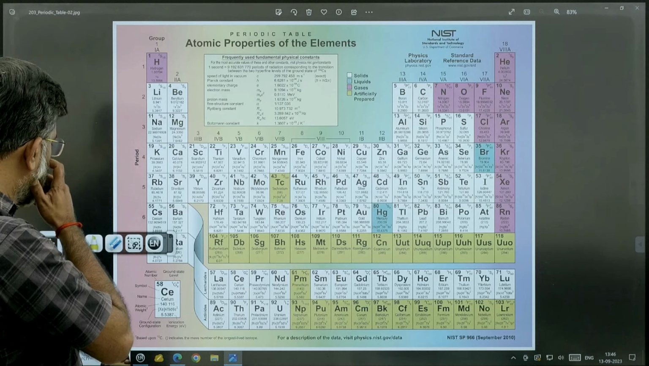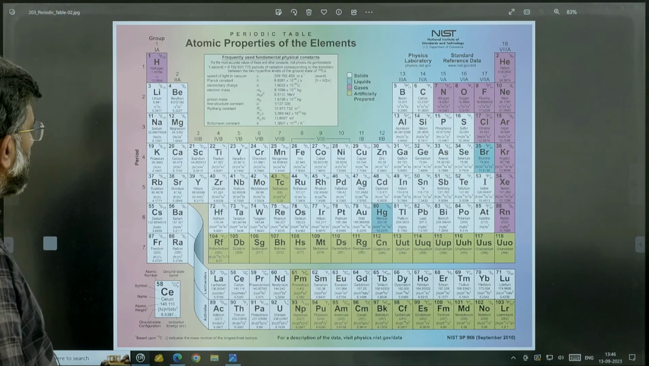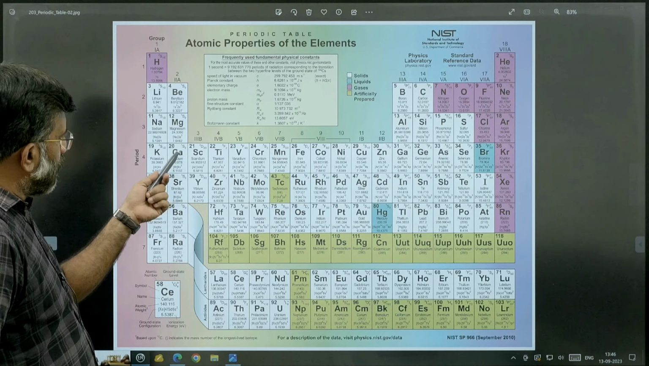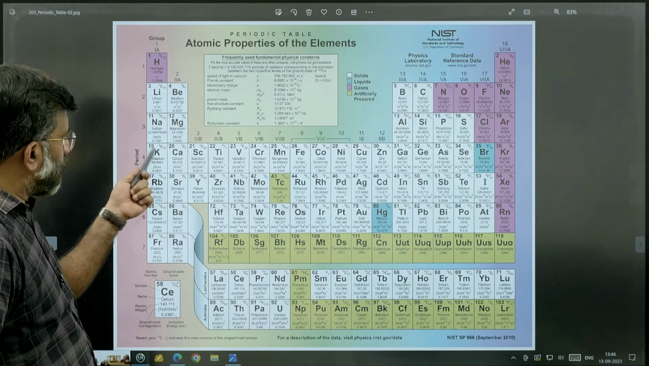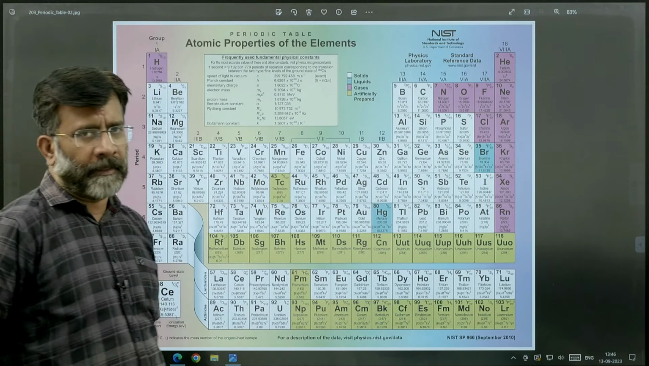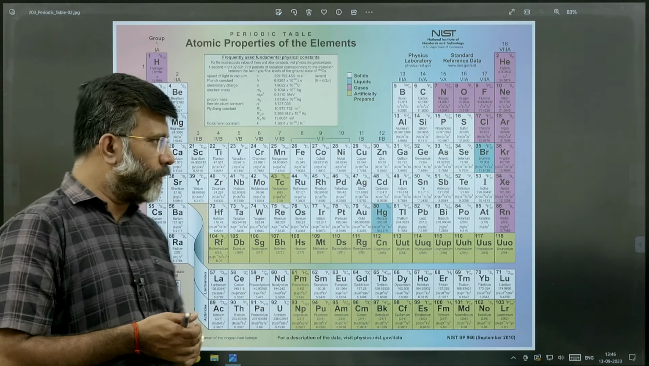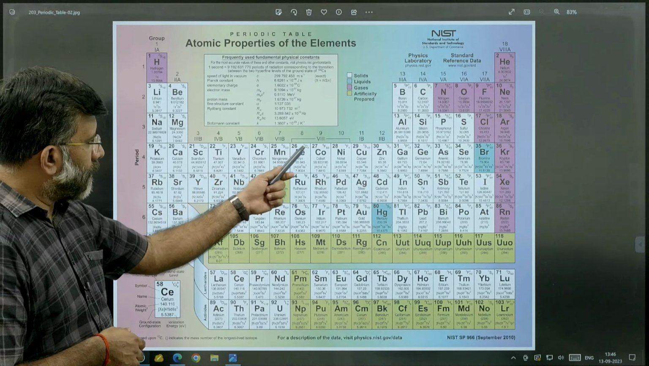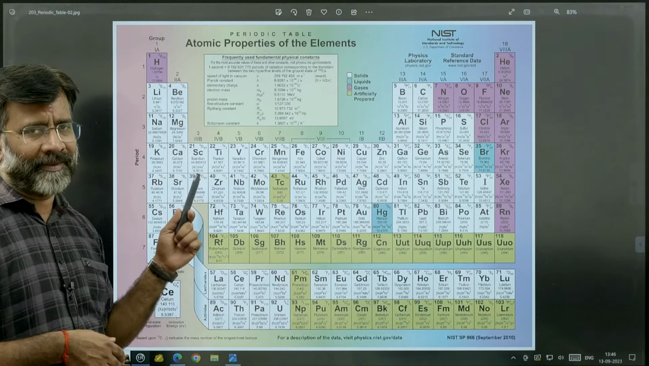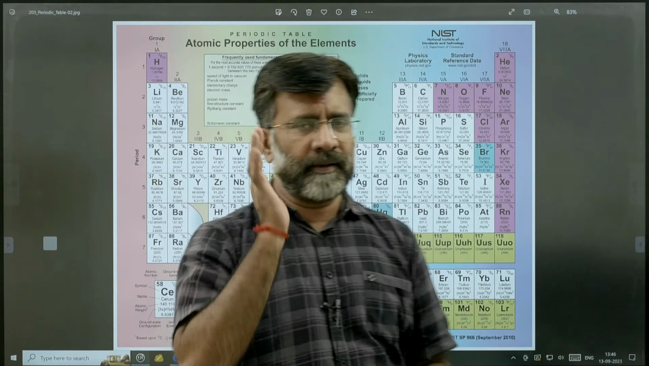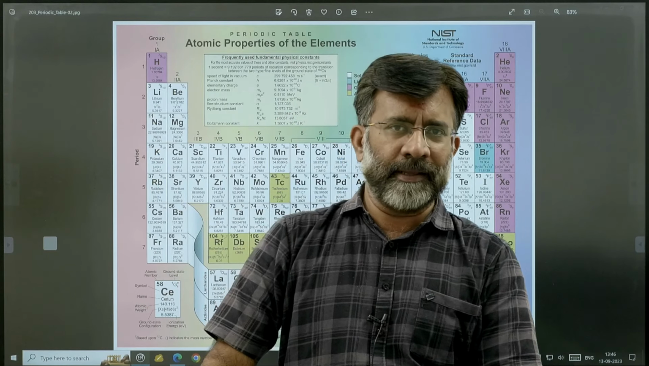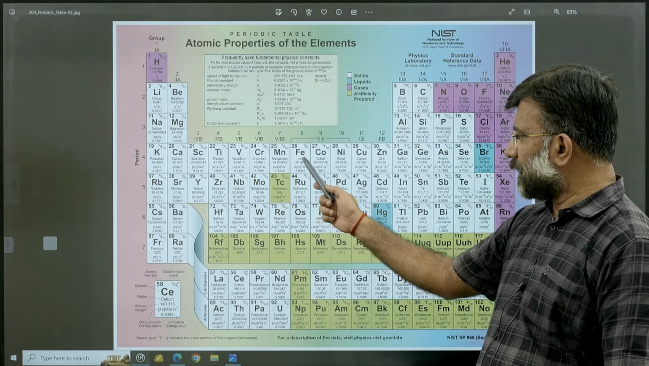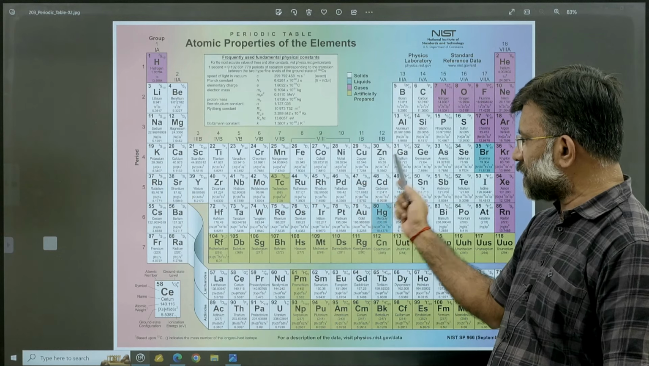If you go through the periodic table, it is quite simple to understand. You see, this is the first transition series starting from atomic number 21, after calcium 20, 21 to 30. That is the first transition series, all of you know. It is scandium, titanium, vanadium, chromium, manganese, iron, cobalt, nickel, copper, zinc. 21 to 30 continuous.